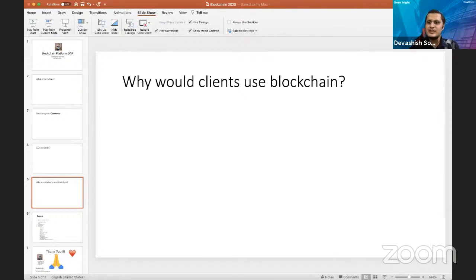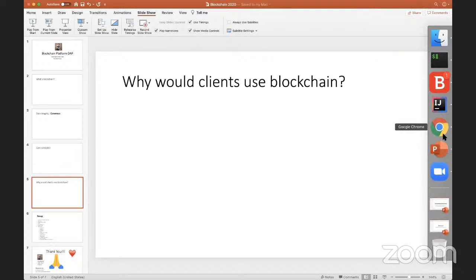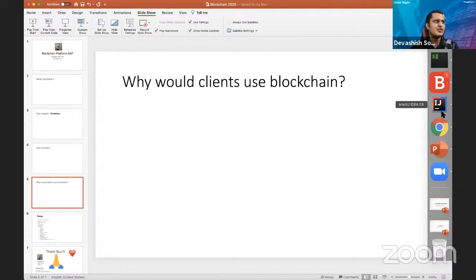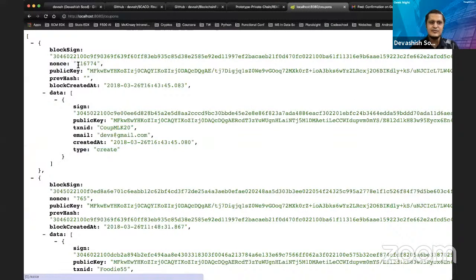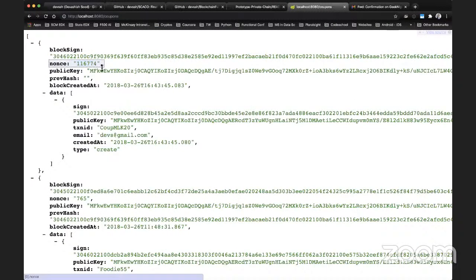Yes, so I will explain. This question is regarding the cryptography part of blockchain. Until now, I have been talking about the concept of blockchain and how it is useful from a client's perspective. If we talk from a crypto point of view, I can say that there's something known as a nonce.